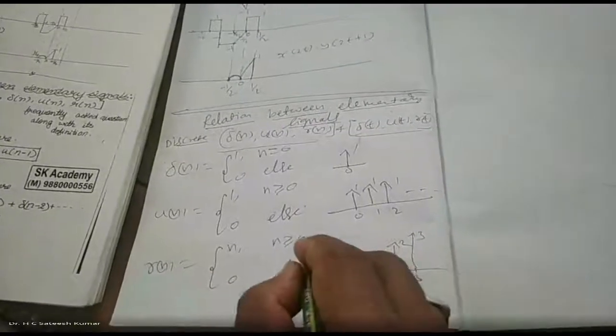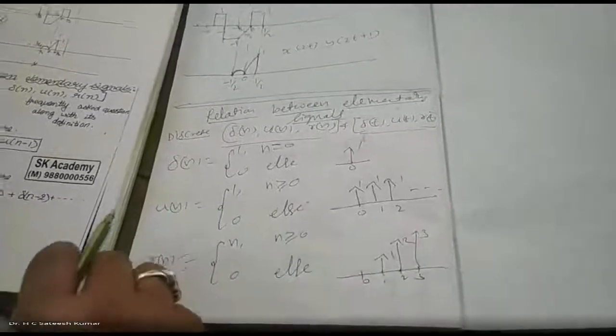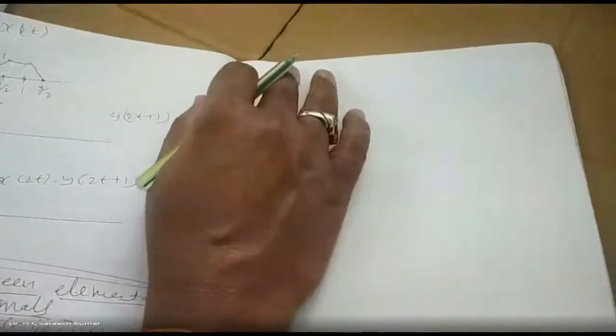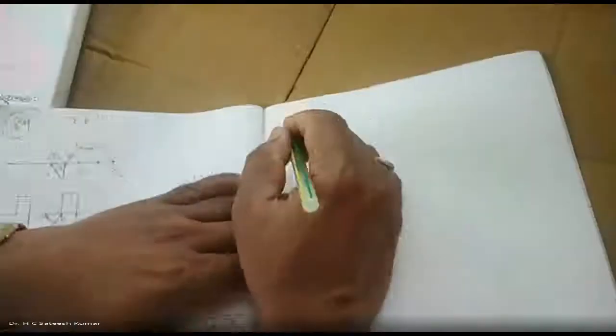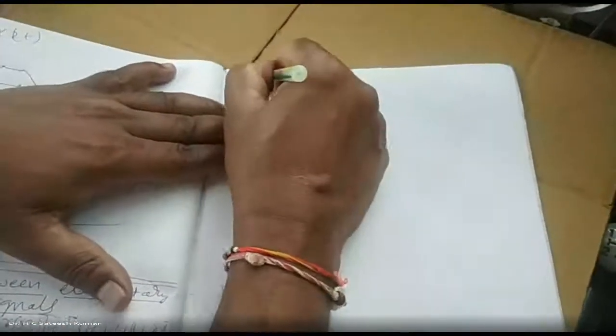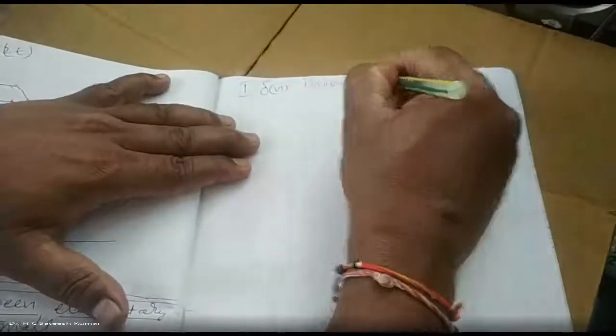So this is your elementary signal. Now, how to represent delta of n with the different elementary signals. So first one, delta of n in terms of u of n and r of n.